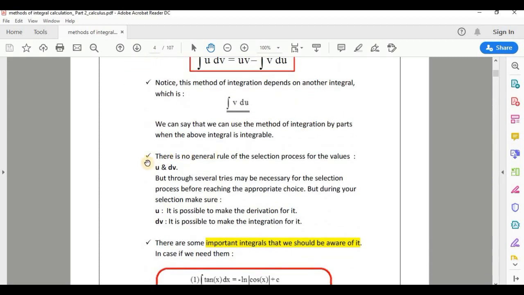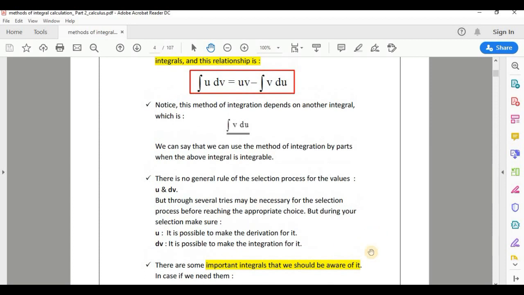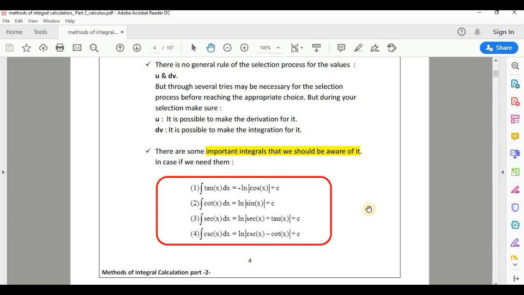The second note: there is no general rule for the selection process of the values u and dv, but several tries may be necessary before reaching the appropriate choice. And during the selection, make sure that u is possible to differentiate, and dv is possible to integrate. During the practical examples, all these points will be much clearer. For the moment, let's see the other note.